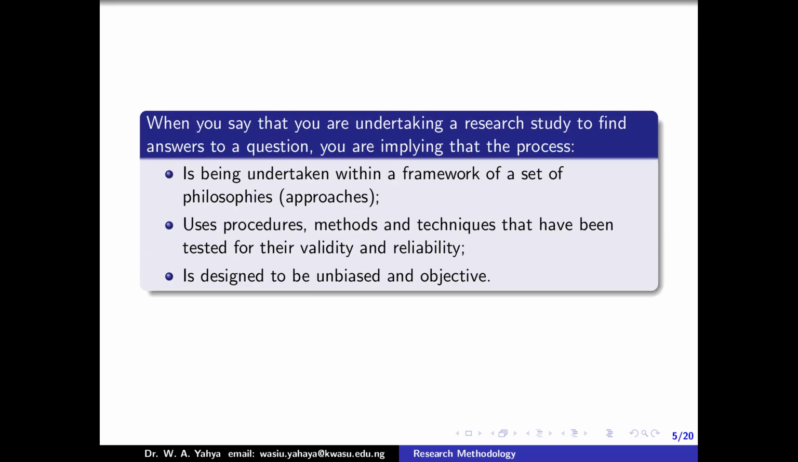So when someone says he is undertaking a research to find answers to some questions, we imply that the process, number one, is being undertaken within a certain framework, okay, using certain approaches that are acceptable. And the process uses procedures or methods or techniques that have been tested over time, okay, that have been tested to be valid, that have been tested to be reliable over time. So we also want the process of the research to be designed to be unbiased and objective. So we'll go into the details later.